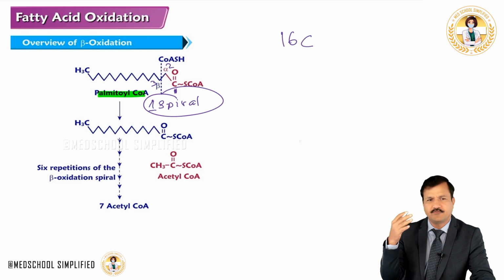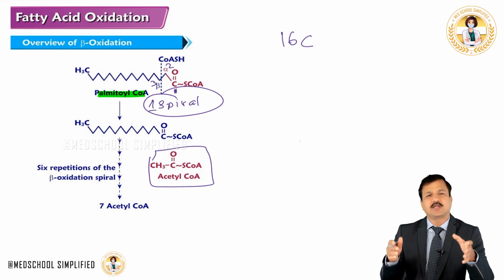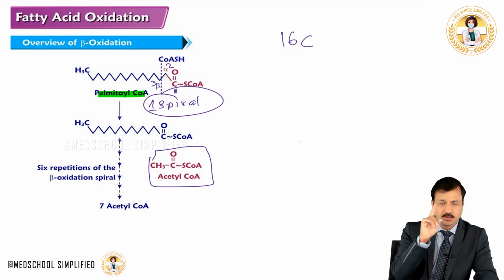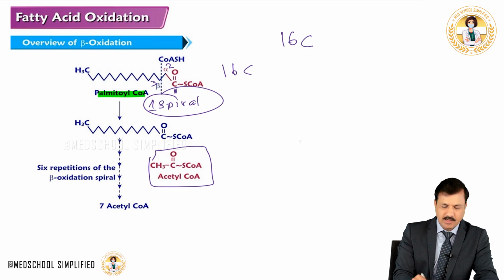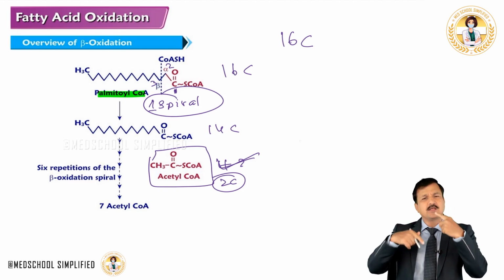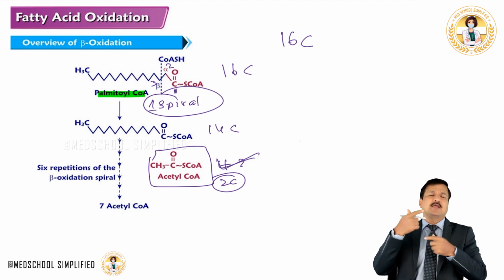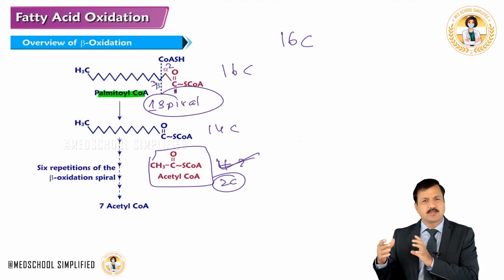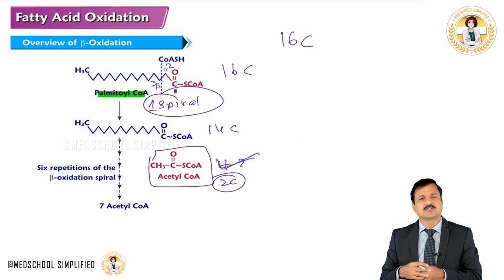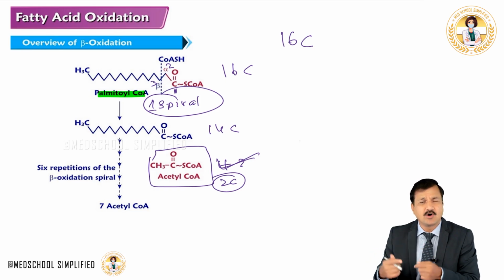At the end of the 4th step, an acetyl-CoA molecule is released, and the fatty acid is shortened by 2 carbons. That means 16 carbon will become 14 carbon plus 2 carbon acetyl-CoA. Acetyl-CoA is a 2 carbon molecule. This 14 carbon fatty acid undergoes similar 1, 2, 3, 4 reactions in the second beta oxidation spiral, and then again an acetyl-CoA molecule is released, and the fatty acid is shortened by 2 more carbons. That means it becomes 12 carbon. Same thing will go on and on.